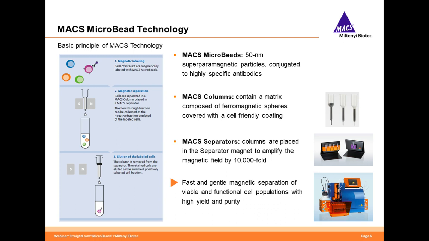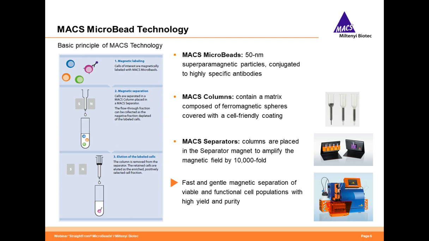For those that are not familiar with our MACS MicroBead technology, I would like to first introduce the basic principles. Our MACS MicroBeads are around 50 nanometers in size. They are superparamagnetic particles conjugated to highly specific antibodies. With these antibodies, we can target specific cell types. Together with the MACS columns, which contain a matrix composed of ferromagnetic spheres, these target cells are then captured using the superparamagnetic particles. Together with the MACS separators, the columns have a magnetic field that is amplified by these separators by 10,000-fold.